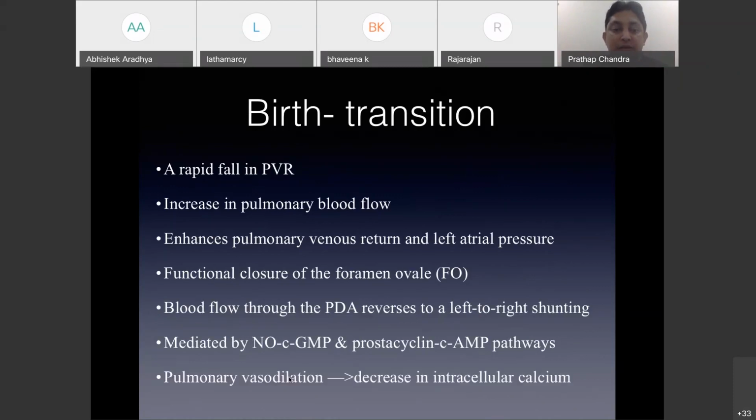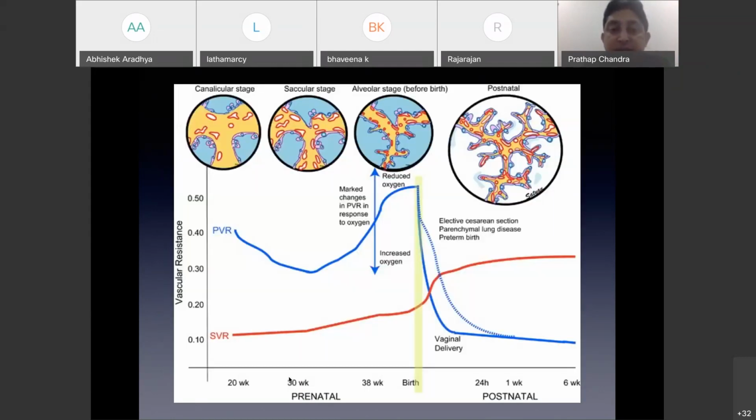Then overall, there is a decrease in the influx of the intracellular calcium because of all this mechanism that results in a pulmonary vasodilatation. So this is in a nutshell what happens just after birth and giving a smooth transition to the baby. So when you look at this, this is another slide depicting the various stages of respiratory development through the fetus from 20 weeks onwards until the postnatal age group.